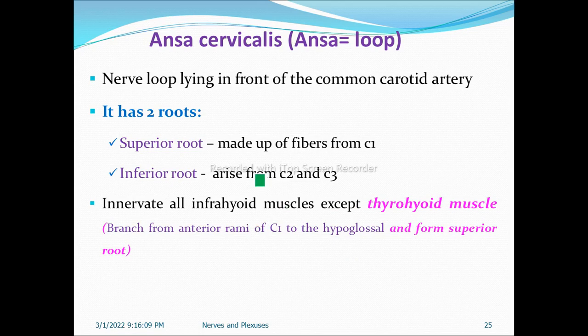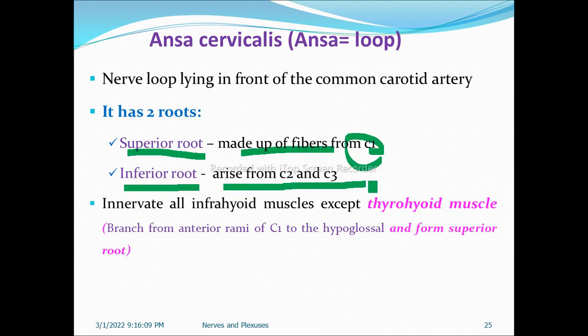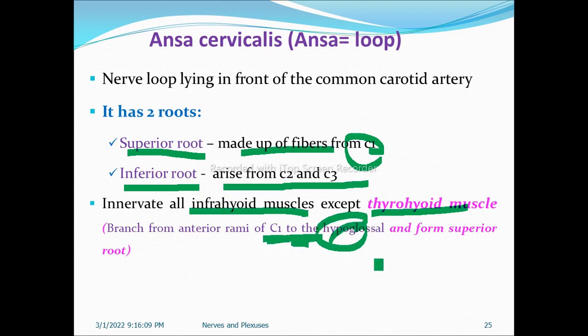And the nerve loop lying in front of the common carotid artery is ansa cervicalis. Ansa means loop. So ansa cervicalis has two roots, the superior root and the inferior root. Superior root is made up of fibers from C1, as we have seen, and the inferior root arises from C2 and C3. So ansa cervicalis supplies all infrahyoid muscles except thyrohyoid muscle, which is supplied from anterior rami of C1, carried by the hypoglossal nerve. After supplying thyrohyoid muscle, it branches into two, and one forms the superior root of ansa cervicalis.